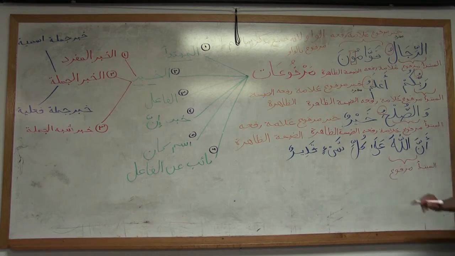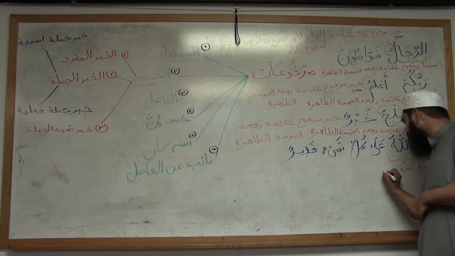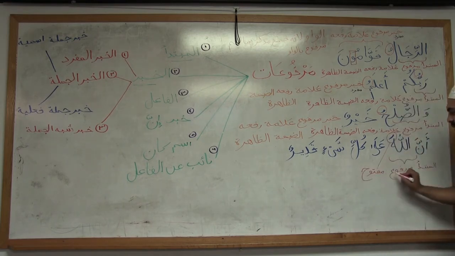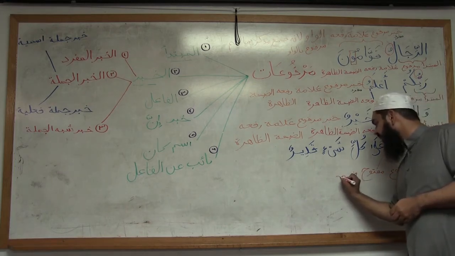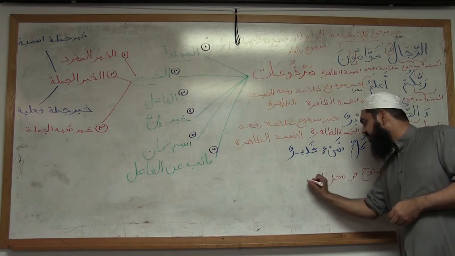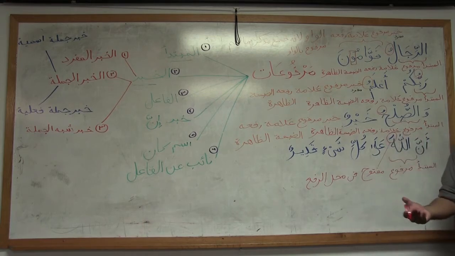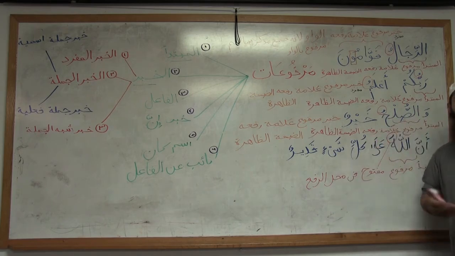Why? Because it's the mubtada. But it's maftuh. Maftuh meaning it has a fatha on it. But it's actually marfu. So it's maftuh fi mahal al-rafa. What does that mean? It means it's still the mubtada. It's still in a condition where it's marfu, but it has a fatha. That's true because we talked about inna and ikhwatiha. Anna is from the akhwat, the sisters of inna.